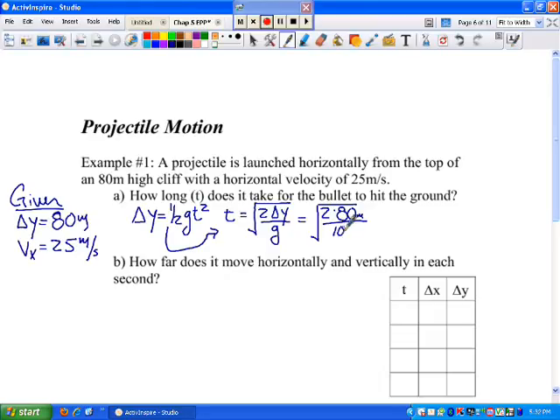Since we know that our delta y is 80 meters, 2 times 80 meters would give us 160 meters, divided by the value for little g, which was 10 meters per second squared. 160 divided by 10 would leave us with a value underneath the square root of 16 seconds squared. And the square root of 16 seconds squared is 4 seconds.